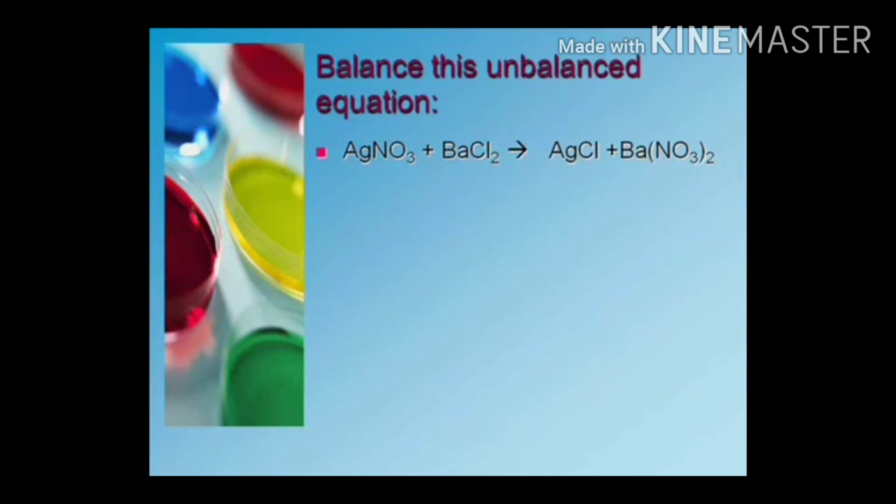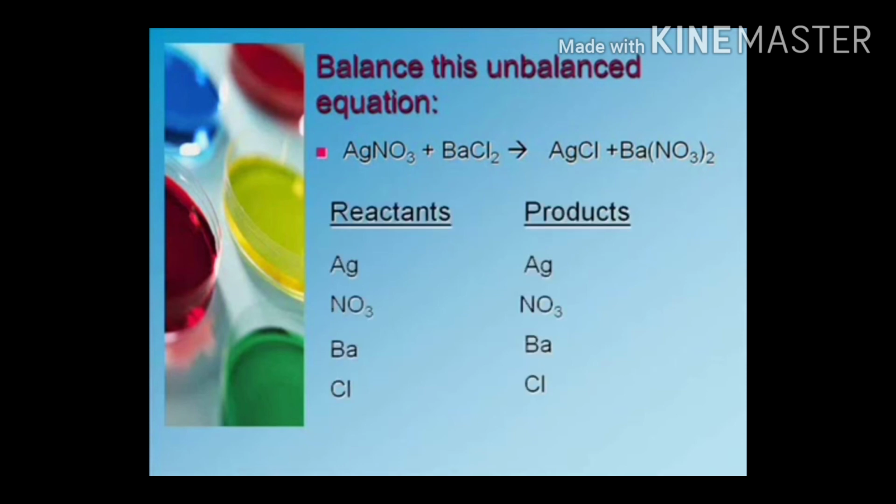The atoms in the reactants are silver, nitrate, which we'll take as 1 because it is given as such on the product side, barium and chloride, and similarly the same on the product side. Silver here is 1, nitrate on the reactant side just 1, and barium 1 and chloride 2. On the product side, silver is 1. Nitrate, there is 2.